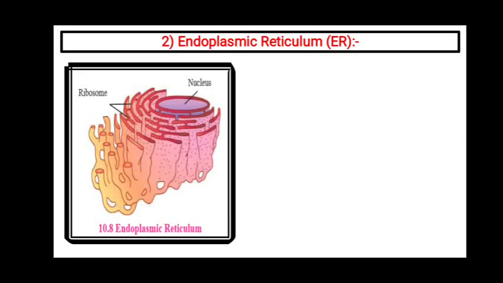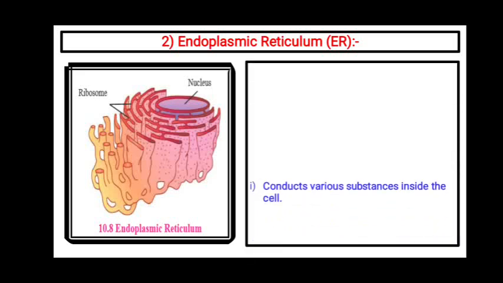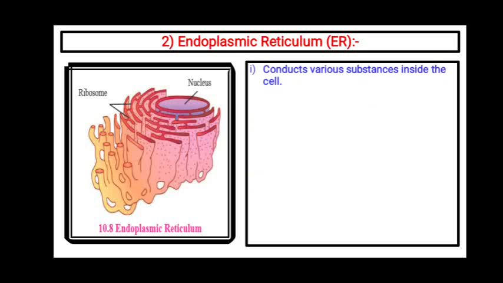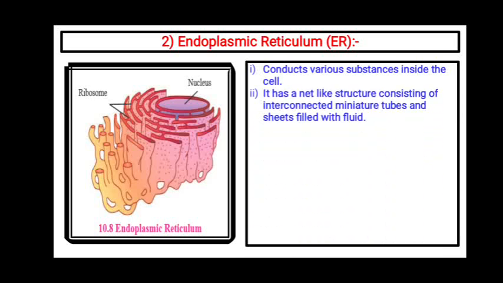The second cell organelle, endoplasmic reticulum, which is denoted as ER. This is a diagram. Let's look at the characteristics. Endoplasmic reticulum helps to conduct different substances inside the cell. It has a net-like structure consisting of interconnected miniature tubes and sheaths which are filled with fluid. You can see in the diagram tube-like structures which are present and sheaths, and these are filled with fluid.